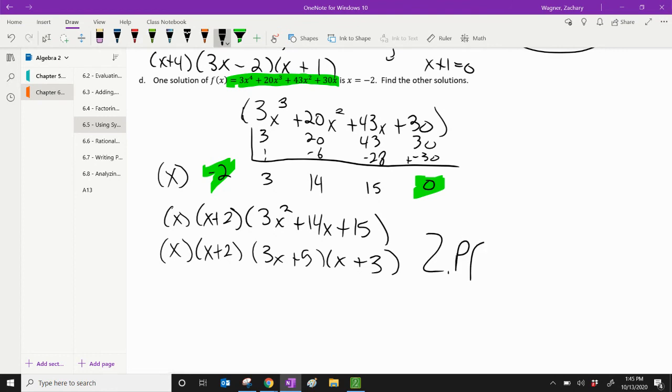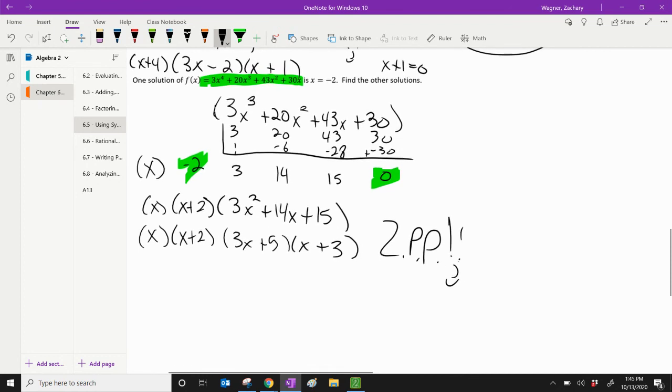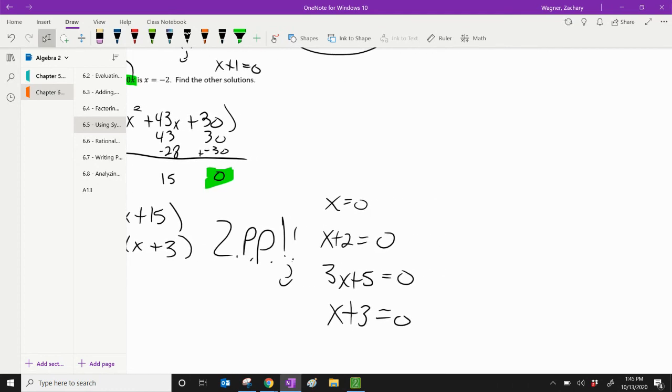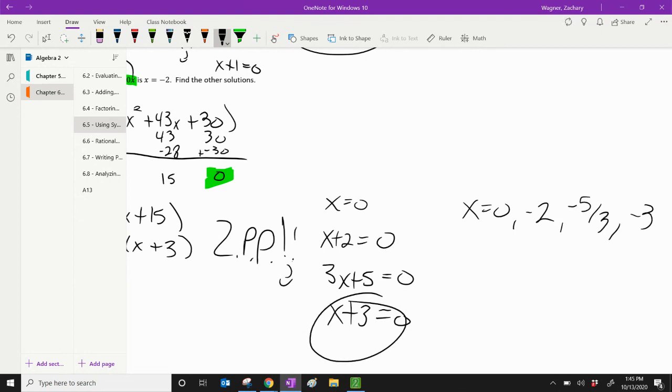ZPP, set all four factors equal to 0 to solve. All we're doing is using all our factoring skills to solve in this manner. I set all four factors equal to 0. My solutions are x equals 0. We already solved that one. x equals negative 2, which we already knew. Subtract 5, divided by 3, to get negative 5/3. And negative 3 is my last one.